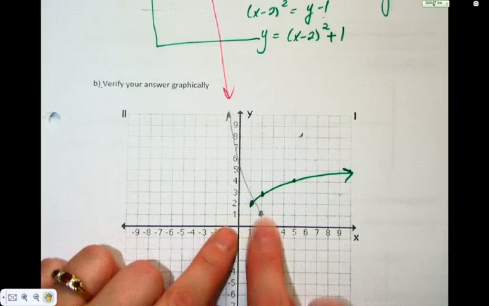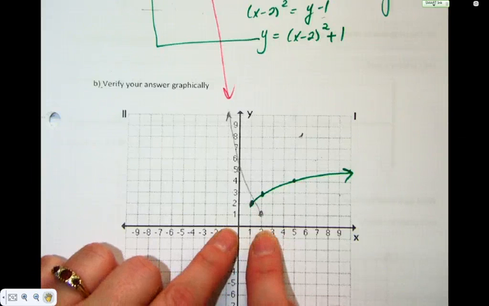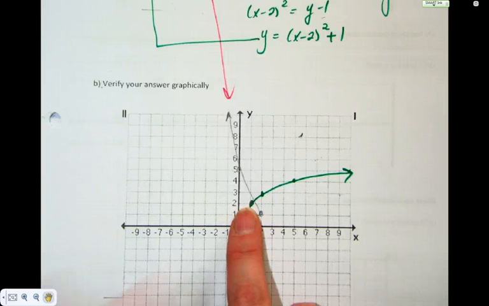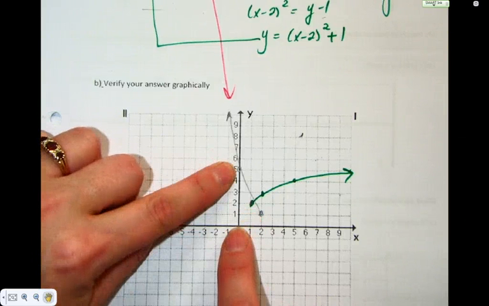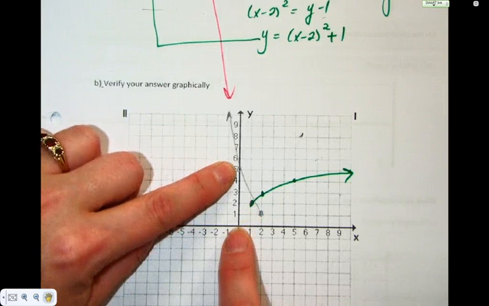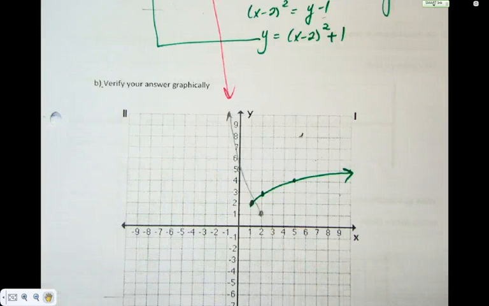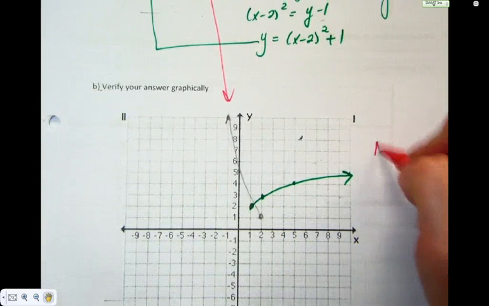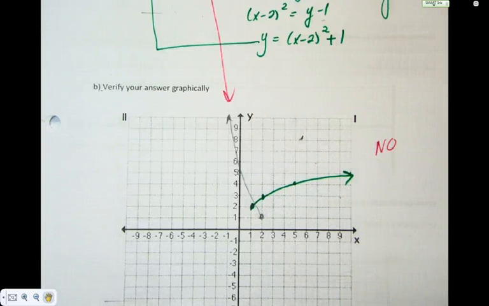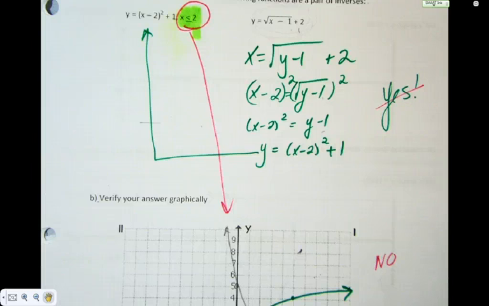So let's just go through that again. We said that 2, 1 should become 1, 2. We're good with that one, okay? We had 0, 5 should have become 5, 0. So what is the conclusion to all this? No, not inverses. And this becomes really tricky with the parabolas and the square roots.